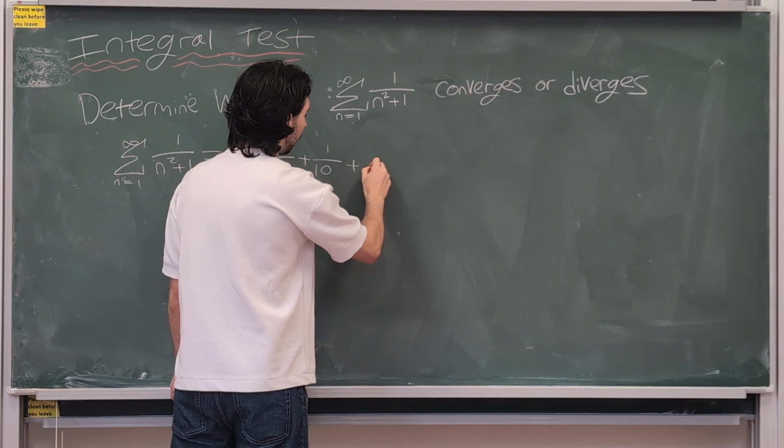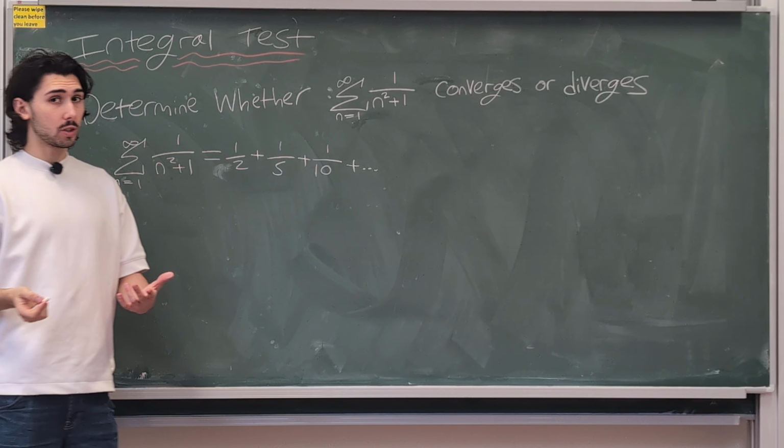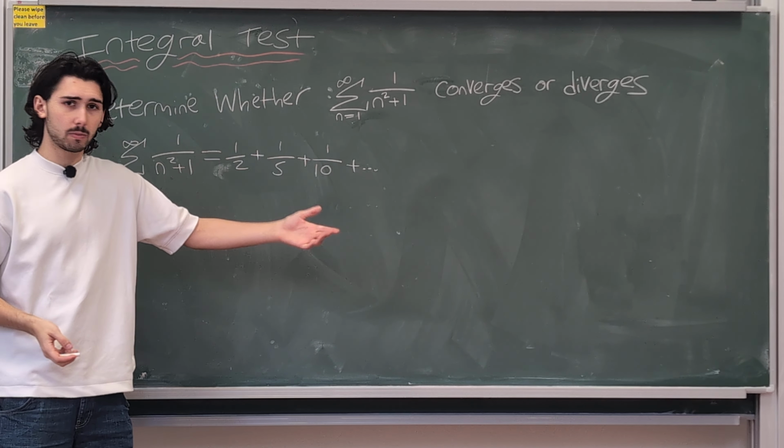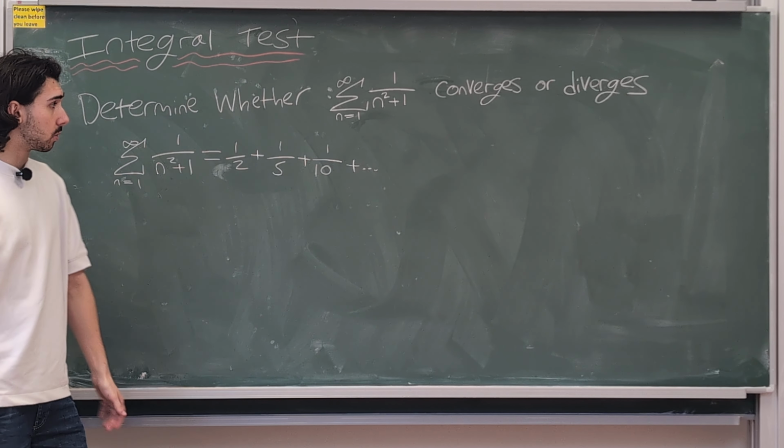So we're adding up infinitely many positive terms. We want to determine whether it converges or diverges. Is this equal to a finite value, or does it just go off to infinity? That's what this video is all about.